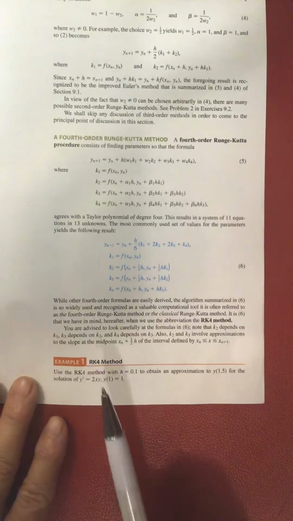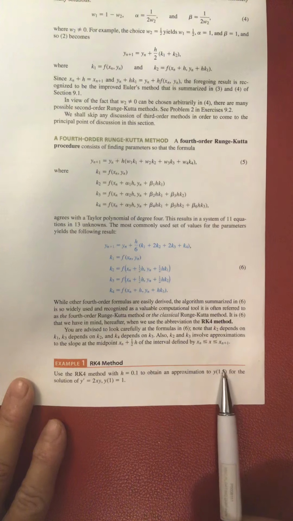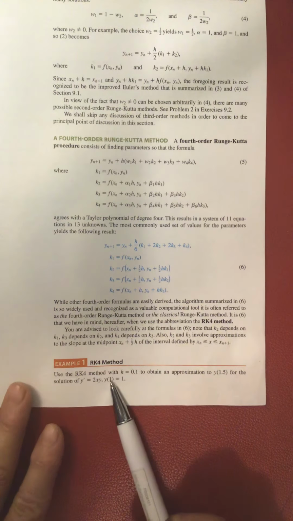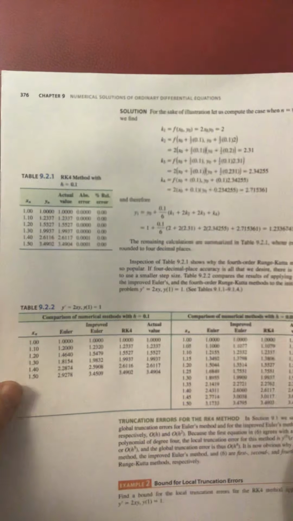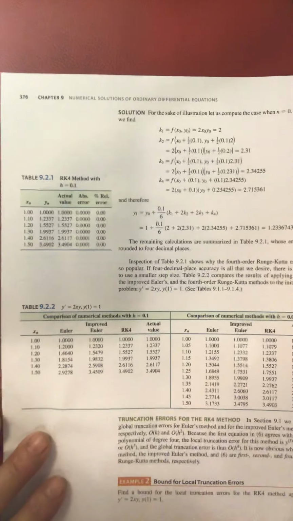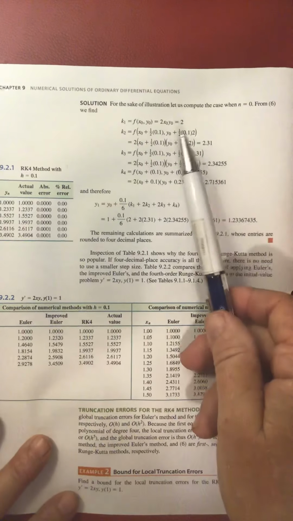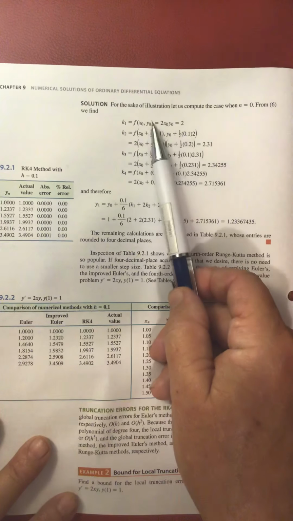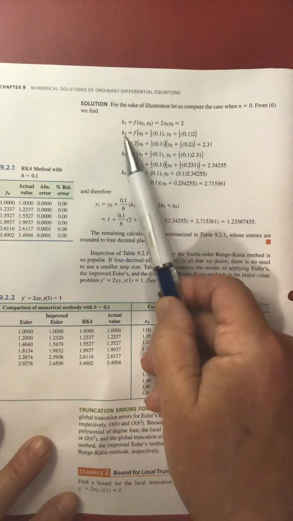Let's do our same problem again. h is 0.1, and I'm going to go to y of 1.5. Our derivative is 2xy, and our initial values are 1 and 1. We're going to put them into this method. k1 is the function at x0, y0: 2 times x0, y0, which are 1 and 1, so we get 2.